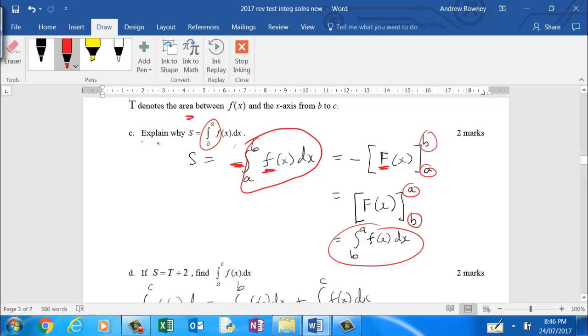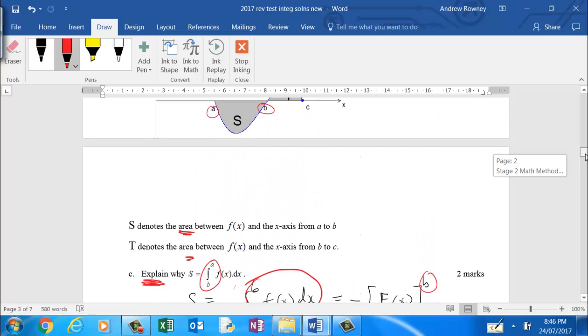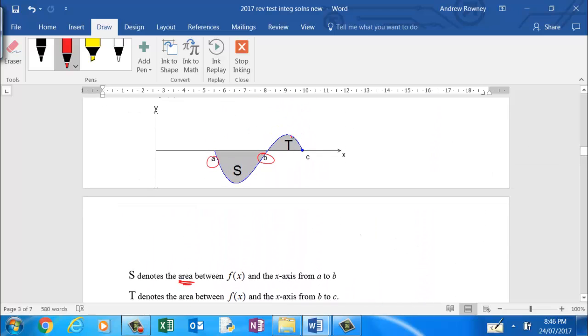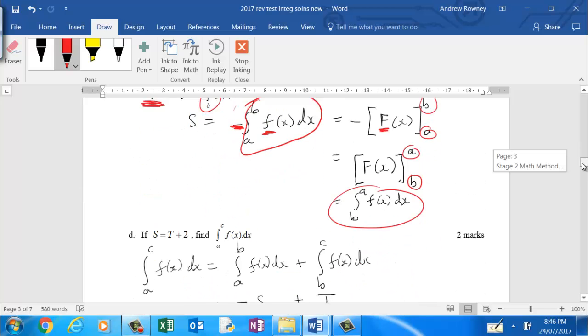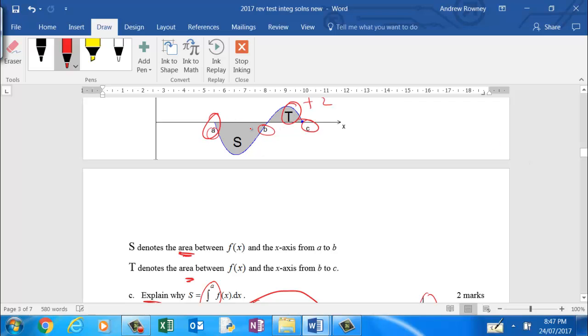It does say explain, you could actually do that in terms of words. I've done it mathematically with a formal proof. Now if s equals t plus 2, so t plus 2, if that's equal to s, find the integral from a to c, so that's from the start to the end, that whole integral there.